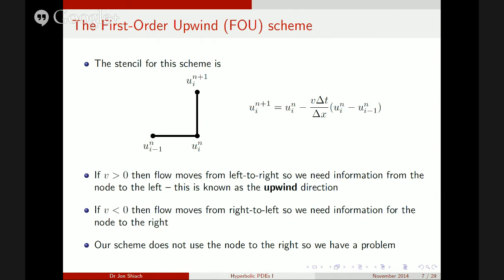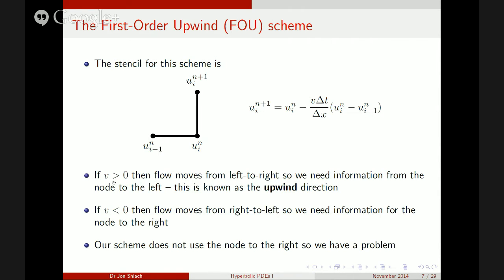Okay, the stencil. I showed you this last week. This is quite common to do. It just gives us a little bit of a diagrammatical representation of a scheme. This is my first order upwind scheme. The value of u_i at the next time step is dependent upon the value at the previous time step and the node to its left. So this node here depends upon this node and this node. This is what we call a stencil.